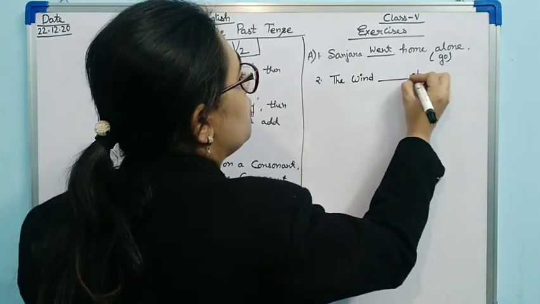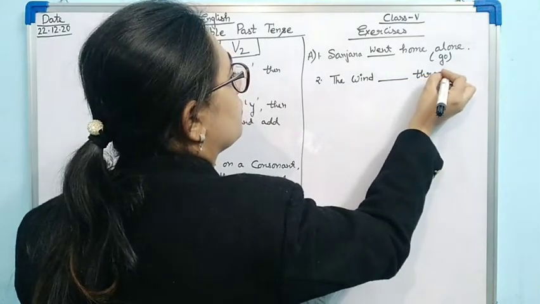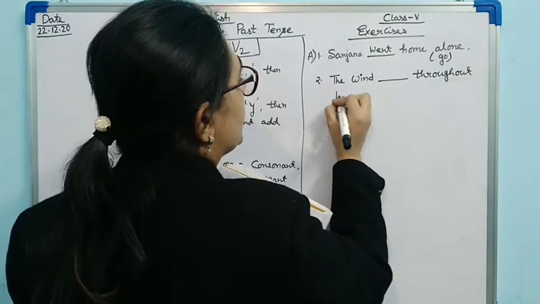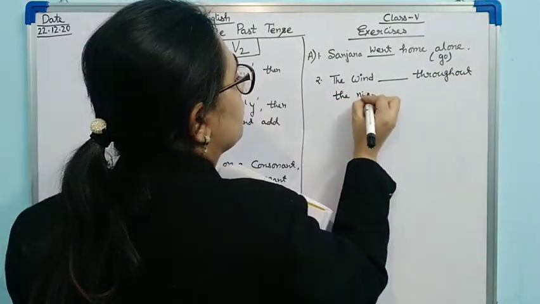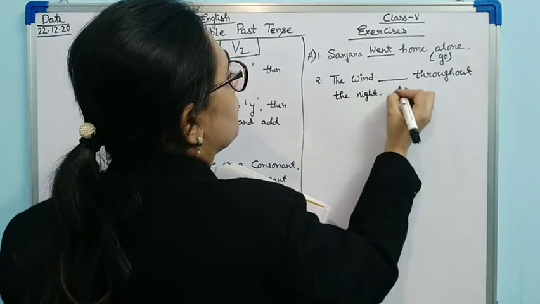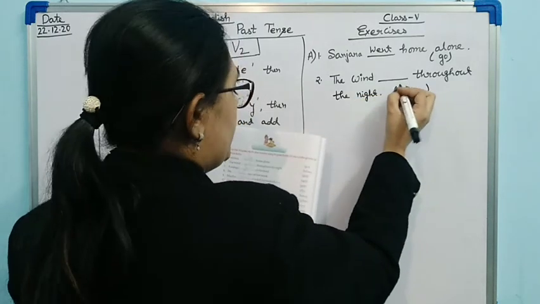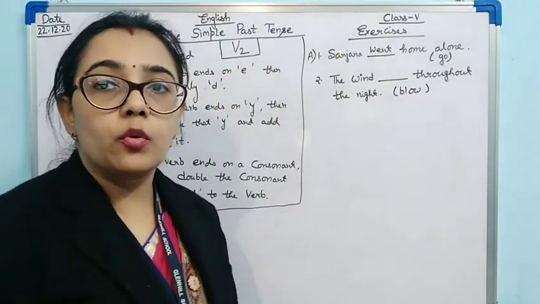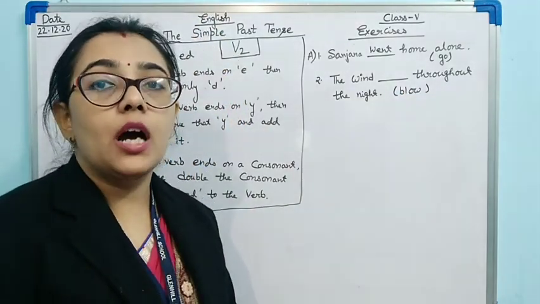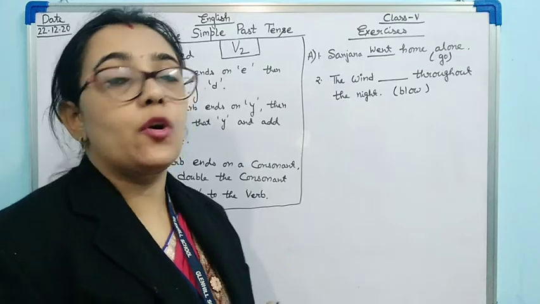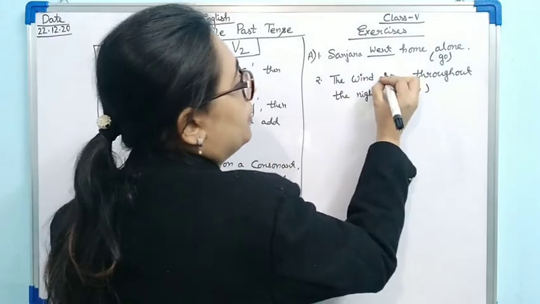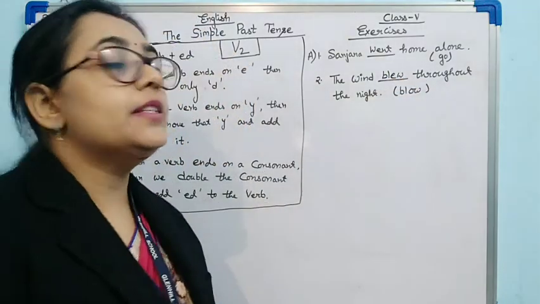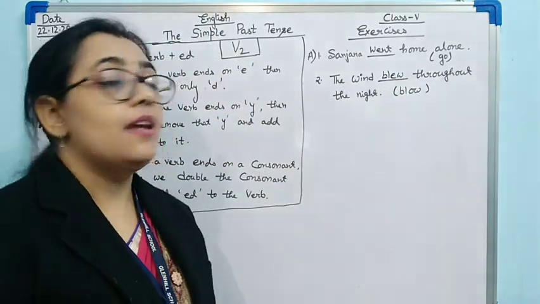Second sentence, the wind dash throughout the night. What is the verb here? Blow. Blow is the base verb. Now what will be the second form? Blow, blew. B-L-E-W, blew. The wind blew throughout the night.